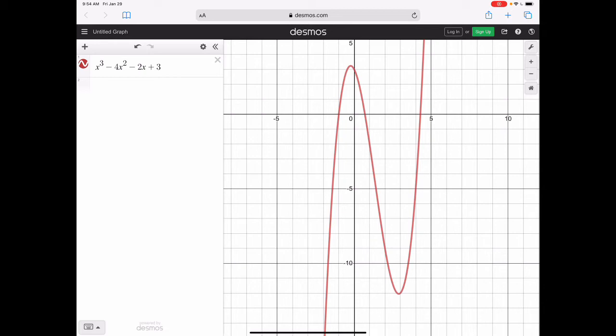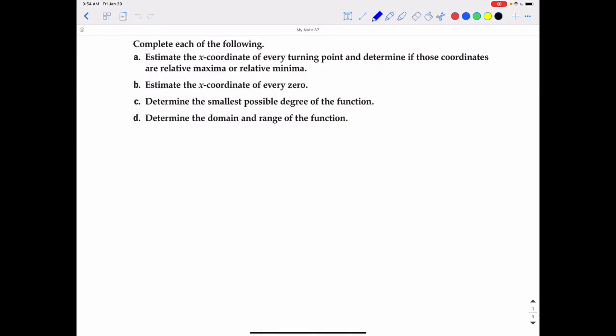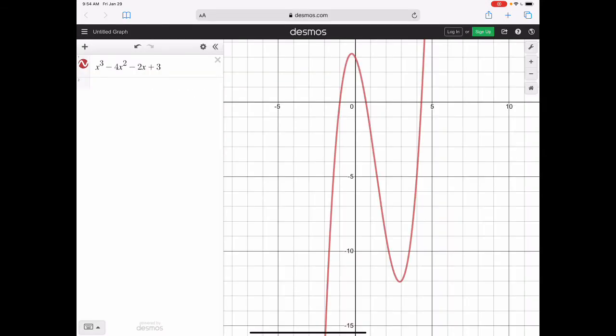And then finally, the last question was, determine the domain and the range of the function. So notice the graph continues to expand left and right forever, so that means the domain is all real numbers because it will hit every x value in existence. And the range will also be all real numbers because it continues to increase to the right and decrease to the left, so it hits every y value in existence.